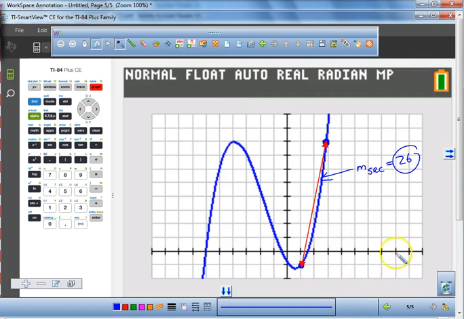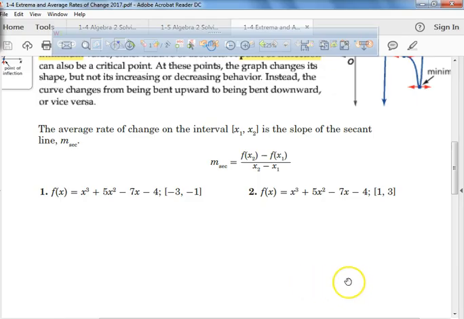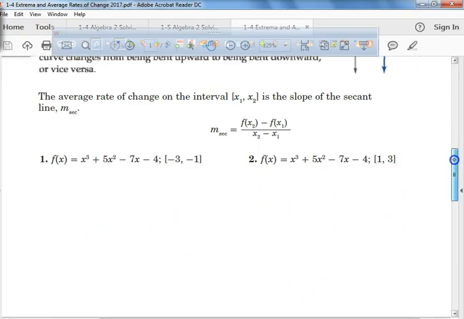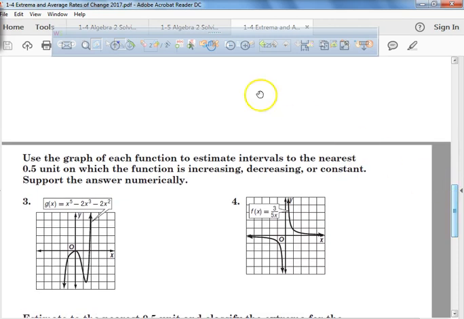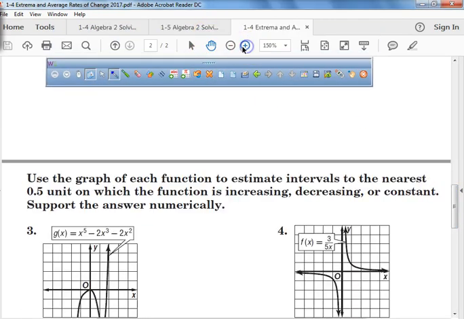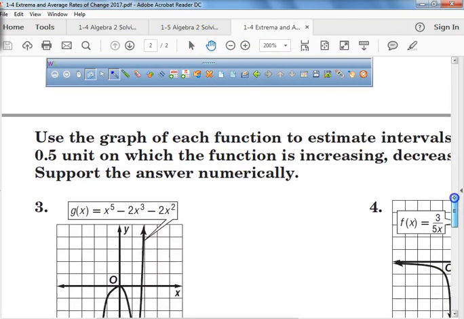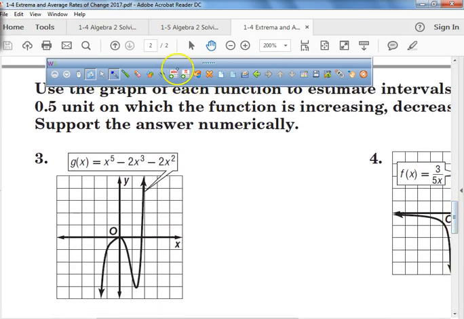So everybody, that's how you find your average rate of change. So right now, let's go over to our assignment. All right, we've done 1 and 2. Let's go to the back page. I want to make sure you guys understand what I'm asking you to do. So we're going to look at this right here.